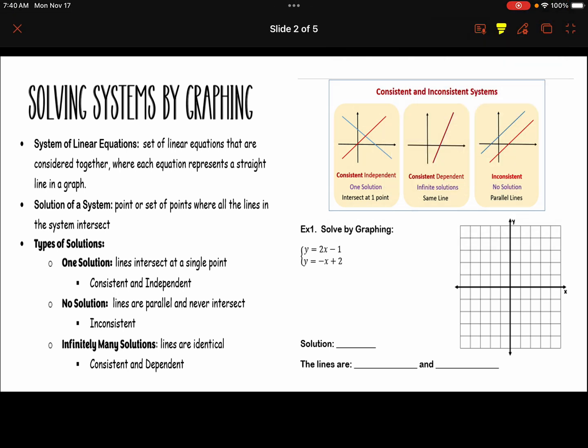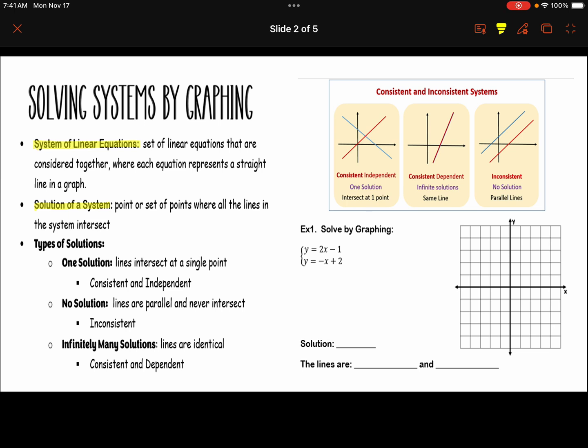So a system of linear equations is just a set of linear equations that are considered together, where each represents a straight line in a graph. And it can be two or more lines. However, we in algebra will just be living with two lines. And then the solution is just the point, or if it were more than two lines, it would be the set of points. But in this case, it's the point where all the lines in the system intersect.